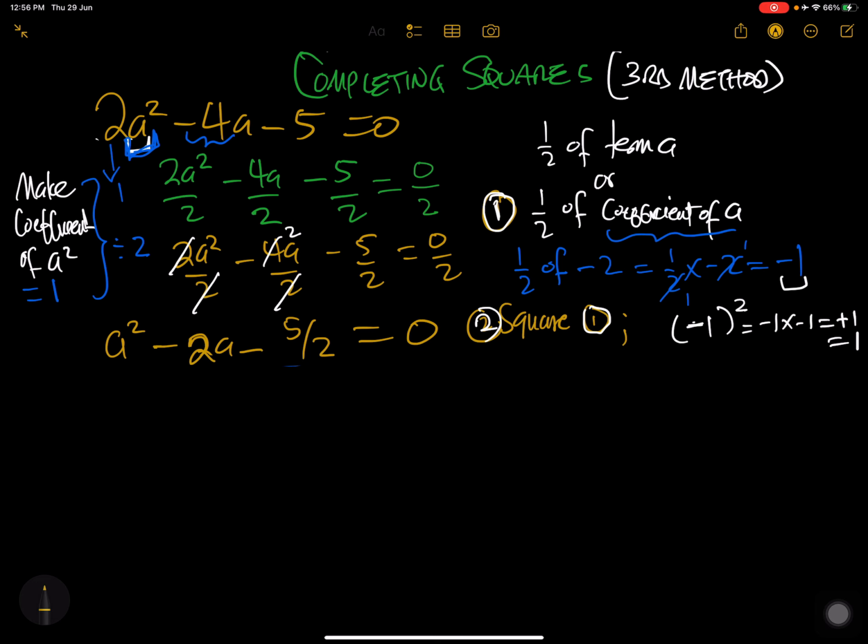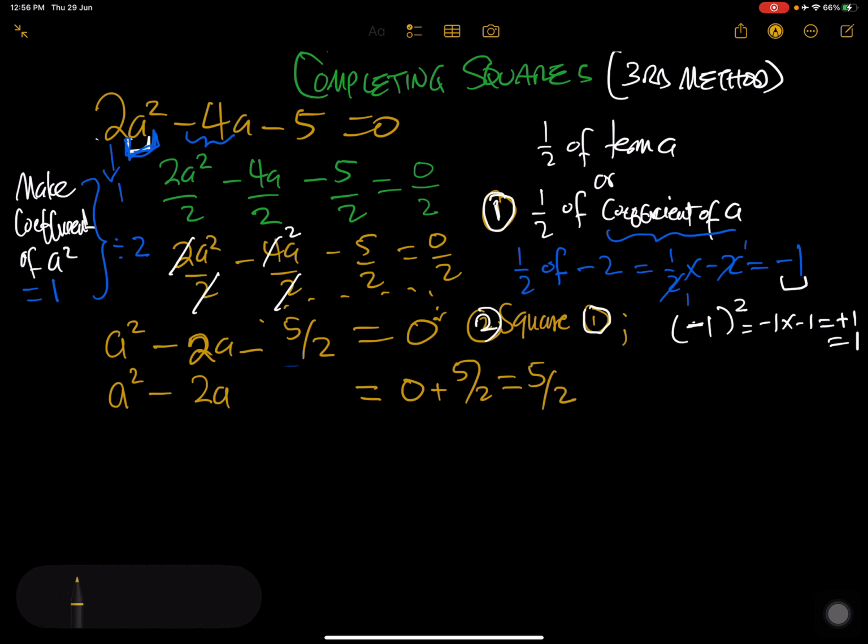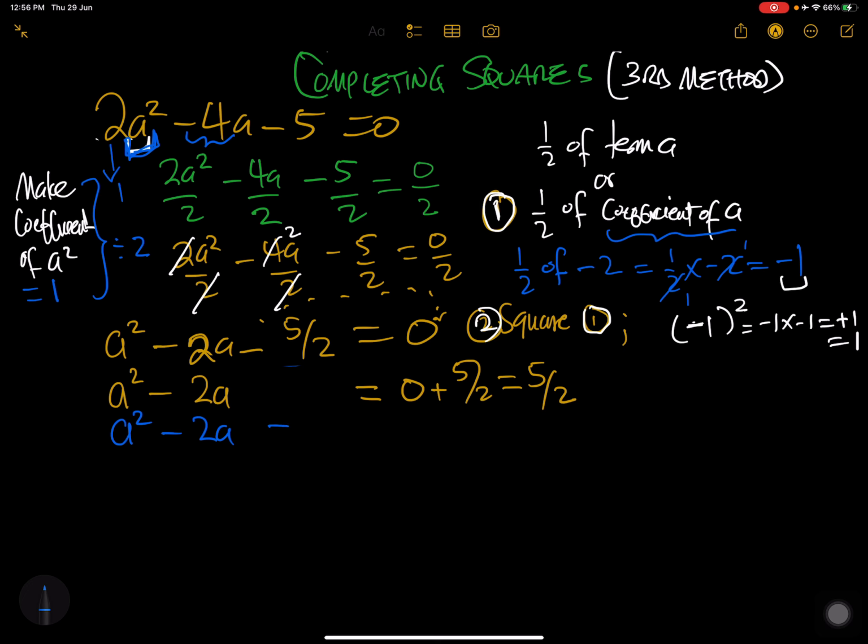Because we have that, we're going to rearrange things. We're going to have a squared minus 2a stay here, so that here becomes 0, and then we move this to the other side, and the sign will change to plus 5 over 2, which gives us 5 over 2. Can you see that? So we are basically having a squared minus 2a being equal to 5 over 2.